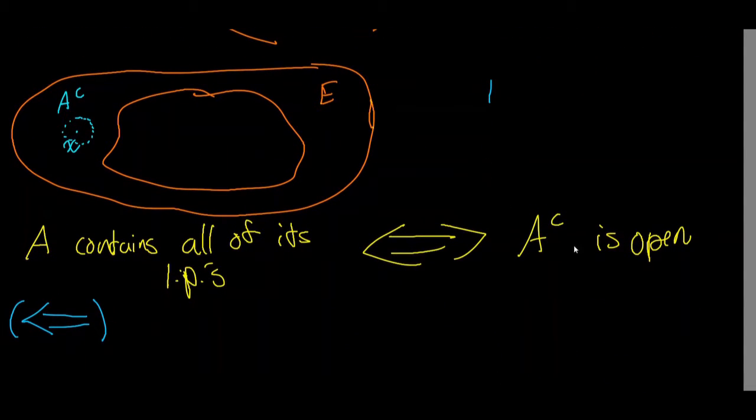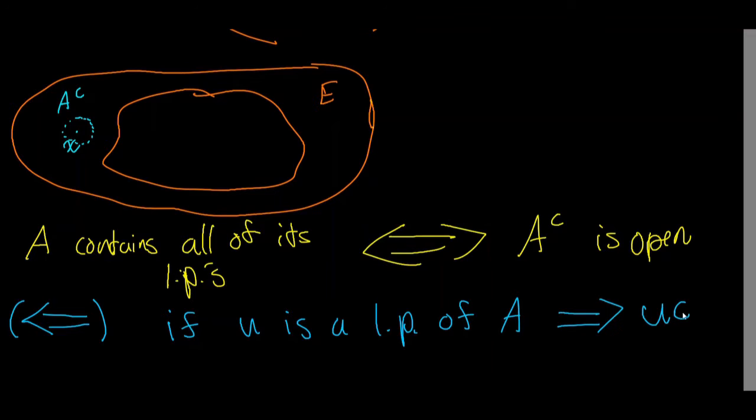That is, by first supposing that the complement of A is open, and then proving that that implies that A contains all of its limit points. So how do we prove that A contains all of its limit points? Well, we're going to have to prove the following implication. If U is a limit point of A, then that implies that U is in A. This is what we're going to prove.